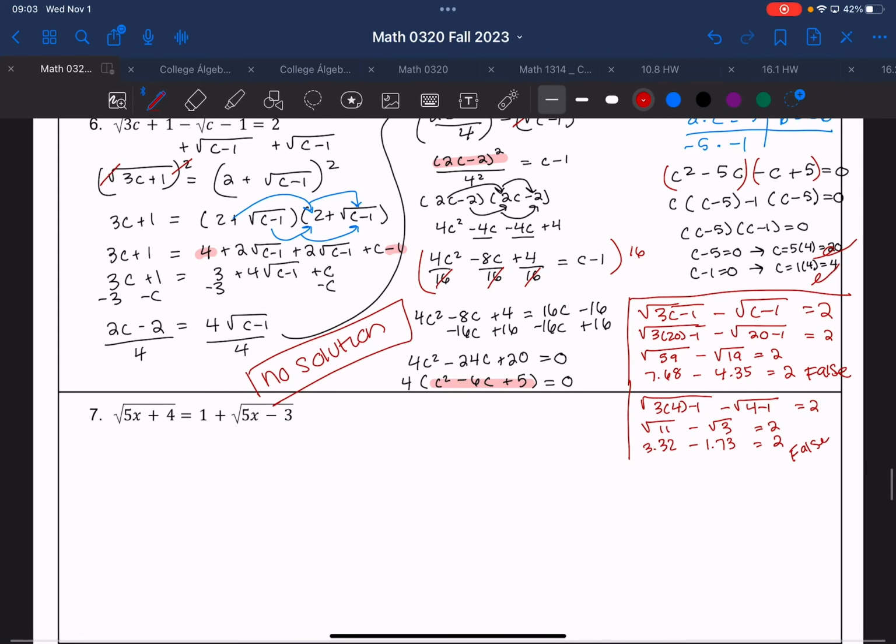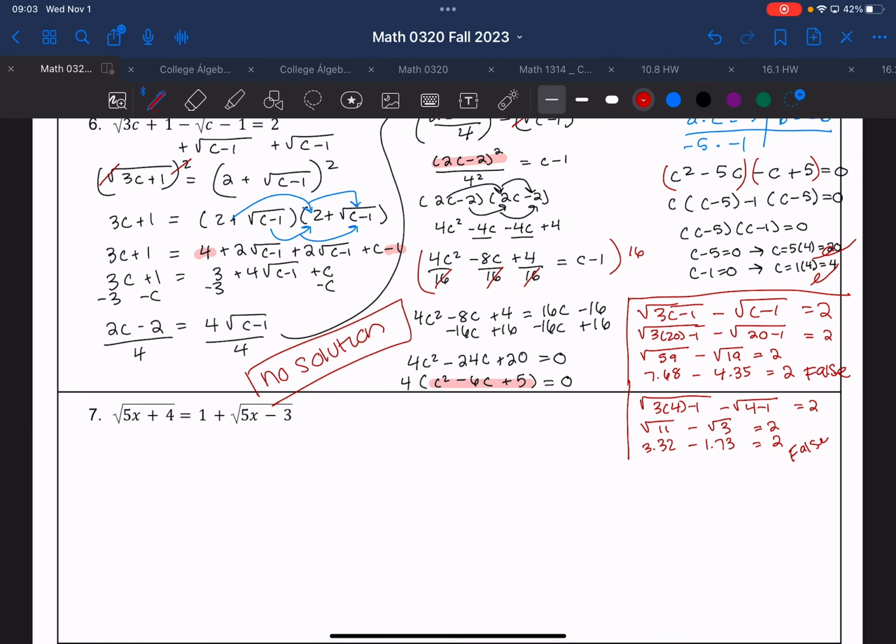We have one more of these problems, and then we're going to do a couple word problems. Any questions so far? There won't be more than one of these on the test. Just one. Because it's a lot.